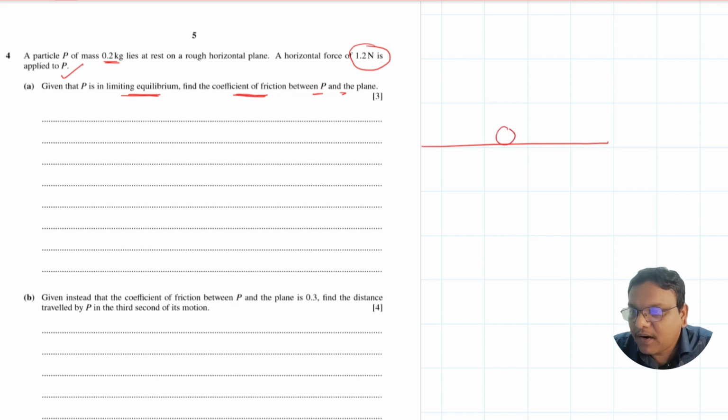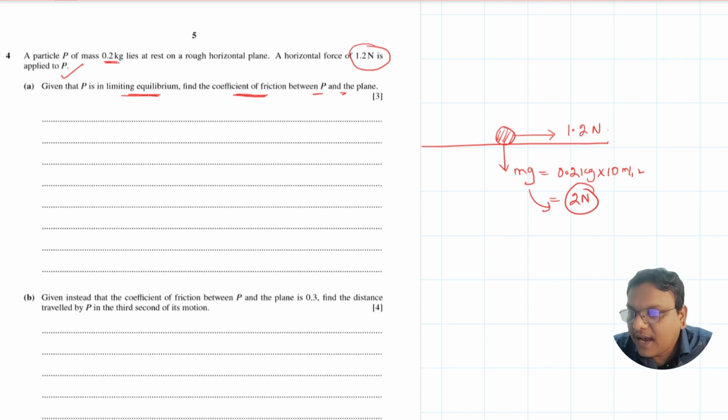And we have a particle P as per the question, right? The applied force is given as a horizontal force of 1.2 Newton. If the particle is present on the ground, definitely one force is acting downwards, which is mg. m is given as 0.2 kg, and g we know is 10 meter per second square, acceleration due to gravity, so definitely it will be 2 Newton. So mg we got, this is 2 Newton.